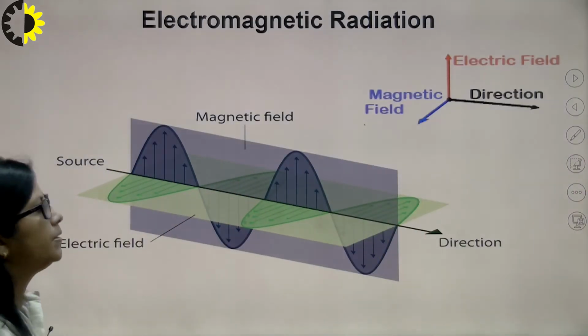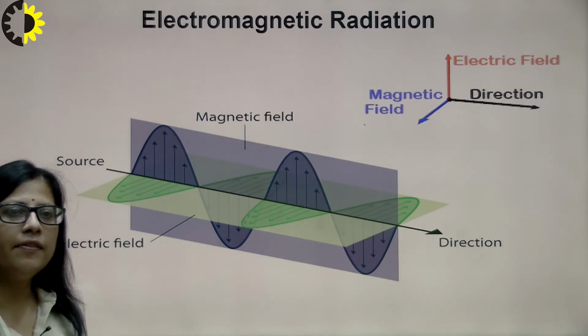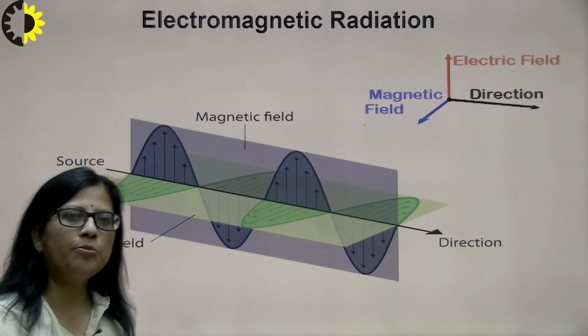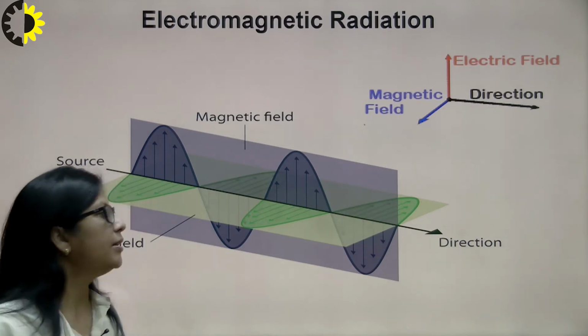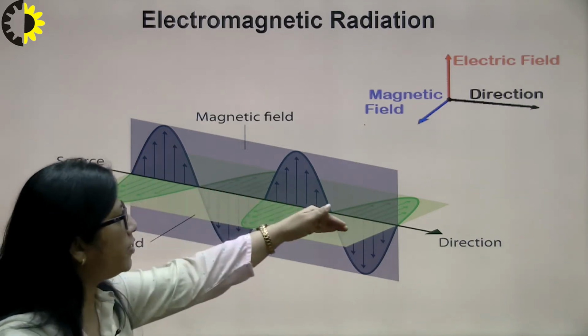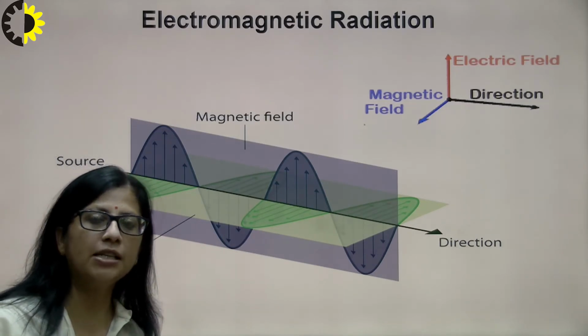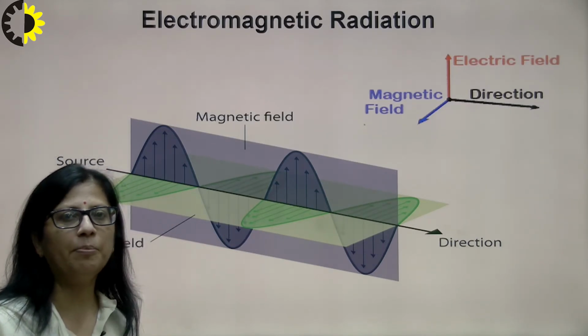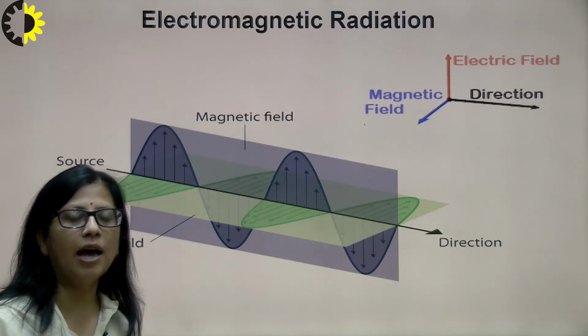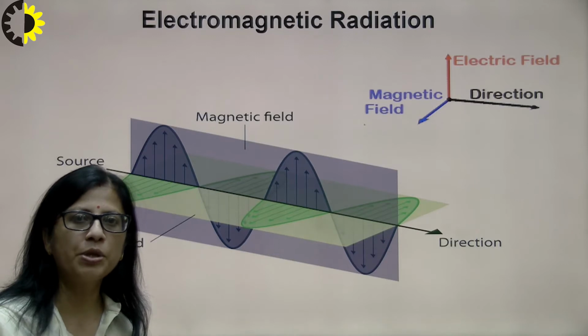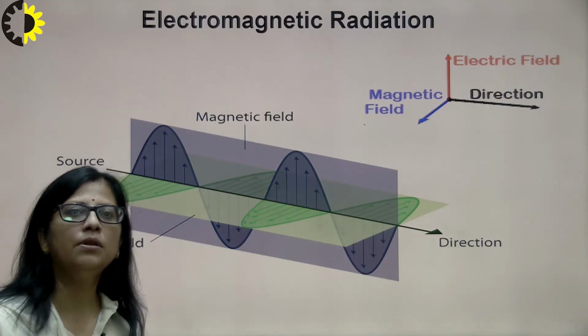Now, in the electromagnetic radiation, this is the direction of the wave, and here you can see that the electric and the magnetic fields are aligned perpendicular to the direction. So, electric and magnetic fields are produced which are perpendicular to each other.